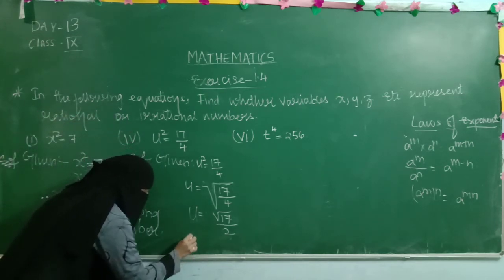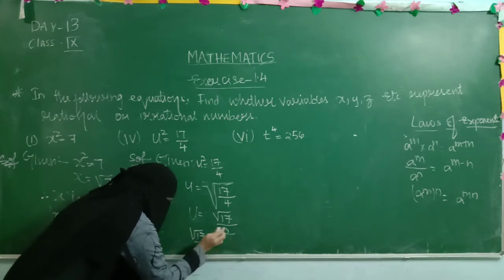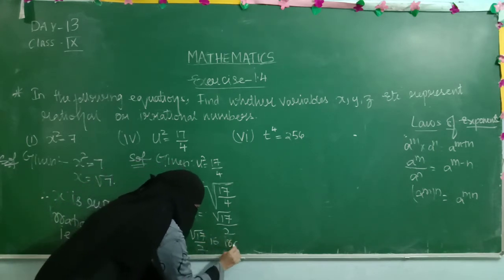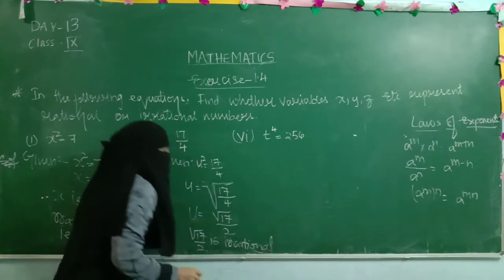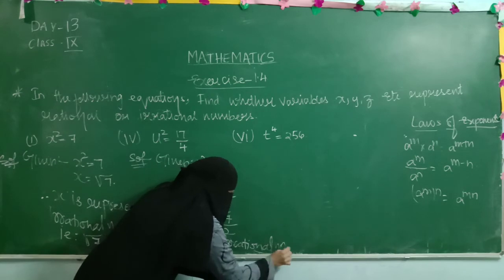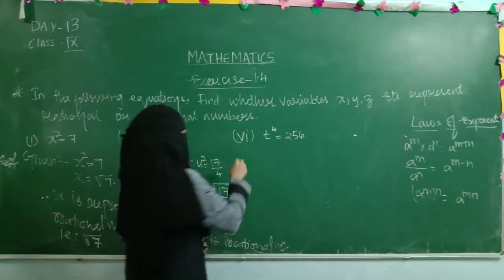So root 17 by 2 is an irrational number. Irrational number. Understood? These two problems. The next one I will explain to you.